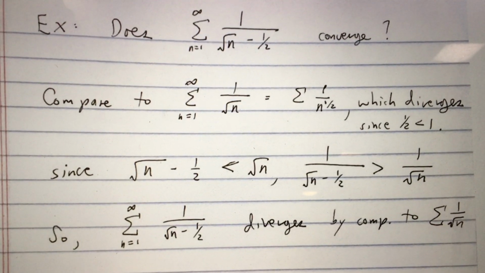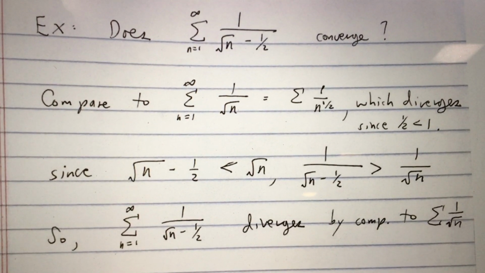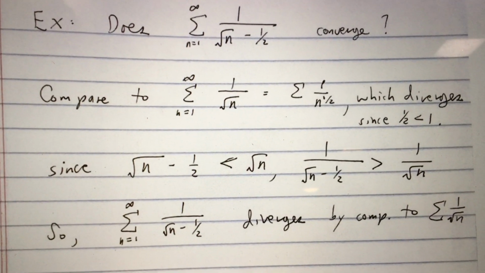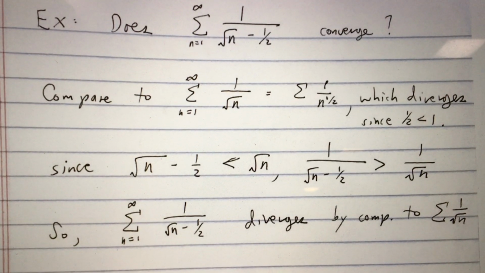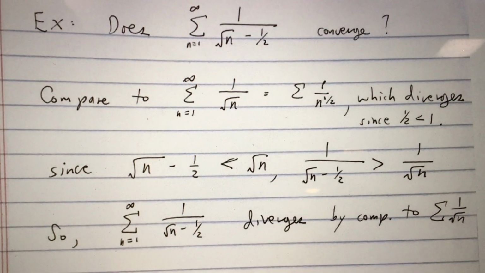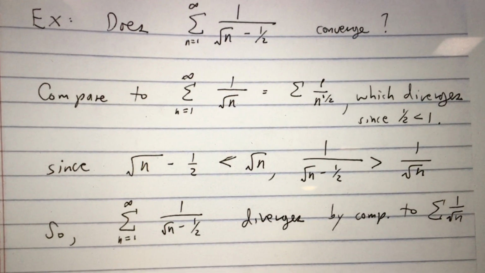and so the fraction is larger. 1 over square root of n minus 1 half is larger than 1 over square root of n. Have to think that through every time. If you make the denominator smaller, you just made the fraction larger. Like, say, 1/7 is bigger than 1/10.